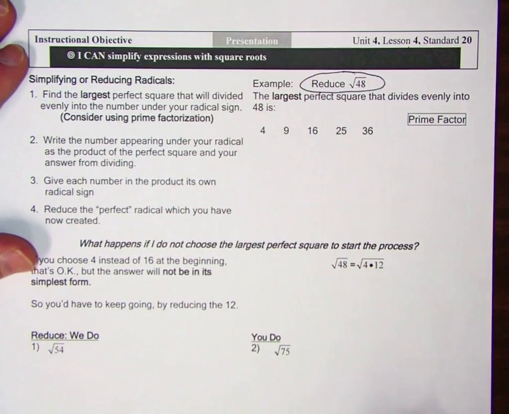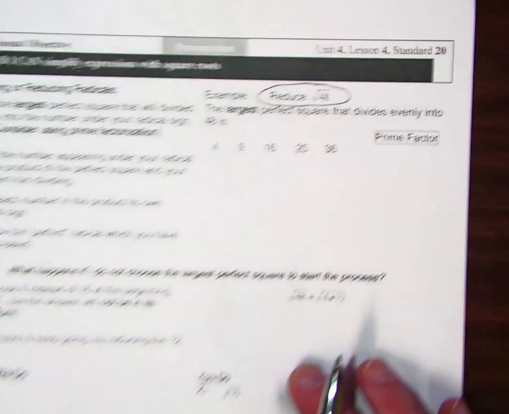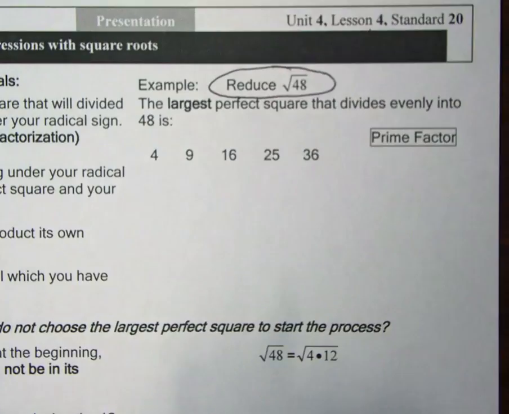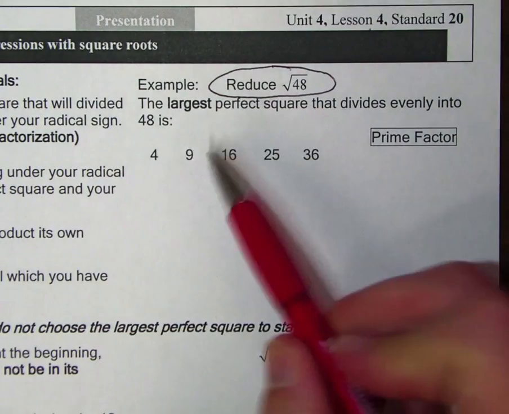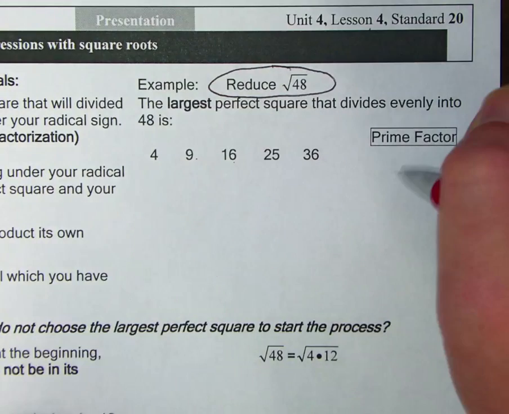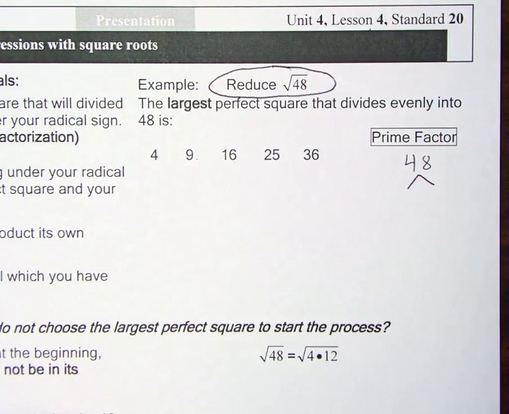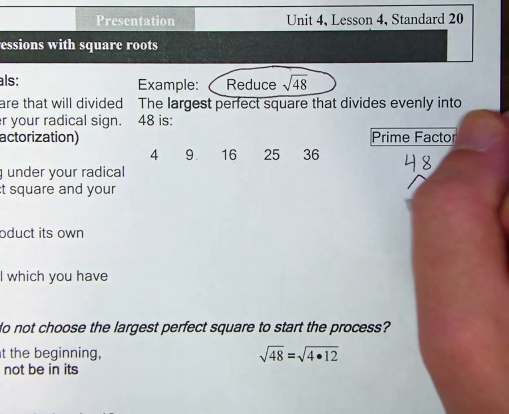There's a few different ways we can do this. I like to prime factor, so I'm going to zoom in for a second. Your goal here is to find perfect squares like 4, 9, 16, 25 that you actually know how to square root. But first, let's prime factor. What times what is 48? Well, you might think 6 times 8.